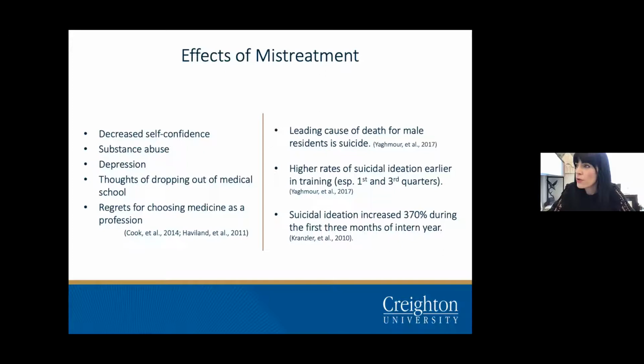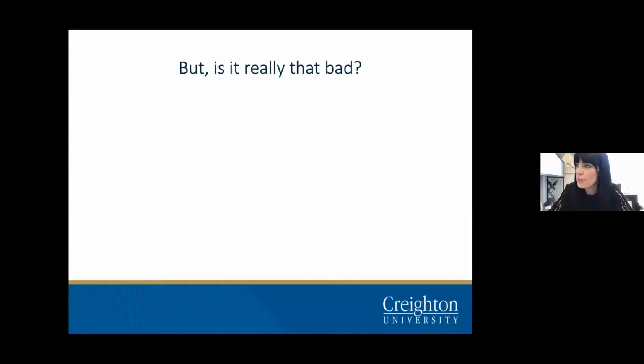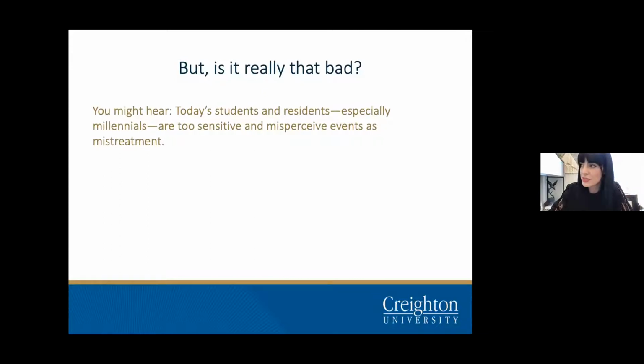Okay, so for some of us, we need to talk about this. Is it really that bad, right? And you know, you've all been through this training and the training was really difficult, but is it really that bad? So some things that I sometimes hear are today's students and residents, especially millennials, are too sensitive and misperceive events as mistreatment. Okay, I understand the point, but let's think through this a little bit.